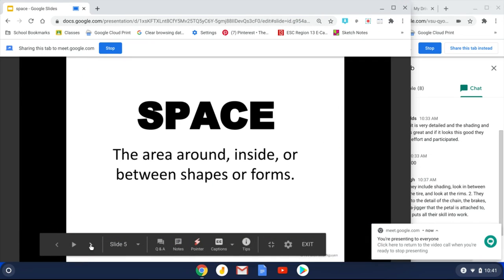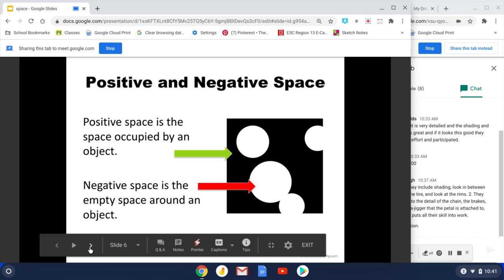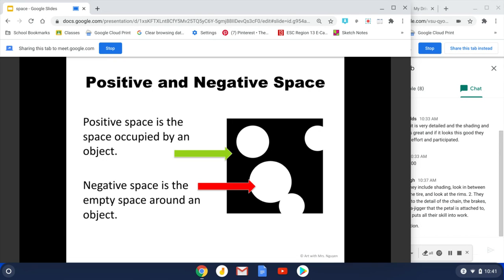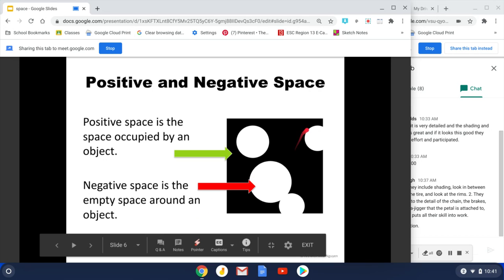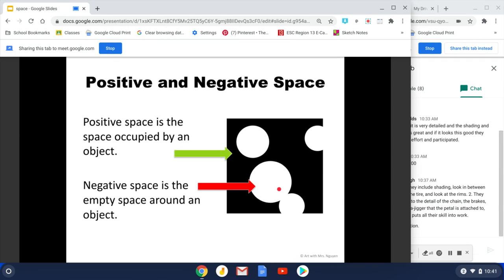All right. So space is the area around, inside, or between shapes or forms. This should look familiar to you guys. So positive and negative space. Positive space is the space occupied by an object. So that would be kind of the black area right here. Negative space is the empty space around an object.